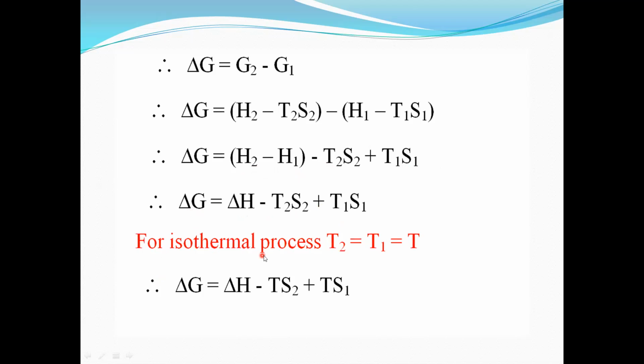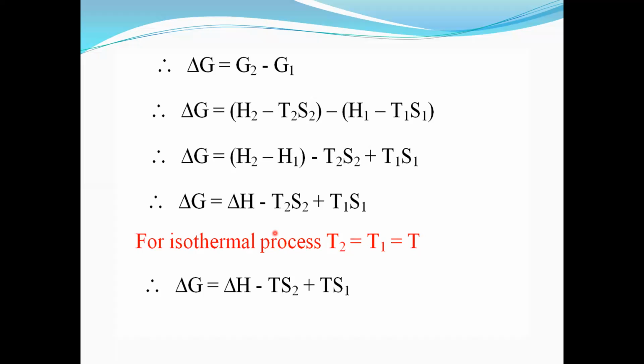Now for an isothermal process, what happens in an isothermal process? A process in which the temperature of the system remains constant is called an isothermal process. That is, the temperature is constant. So for an isothermal process, we can write T2 is equal to T1 is equal to T. Now what do we have to do in the above equation? Wherever there is T2 and T1, what will you take there?